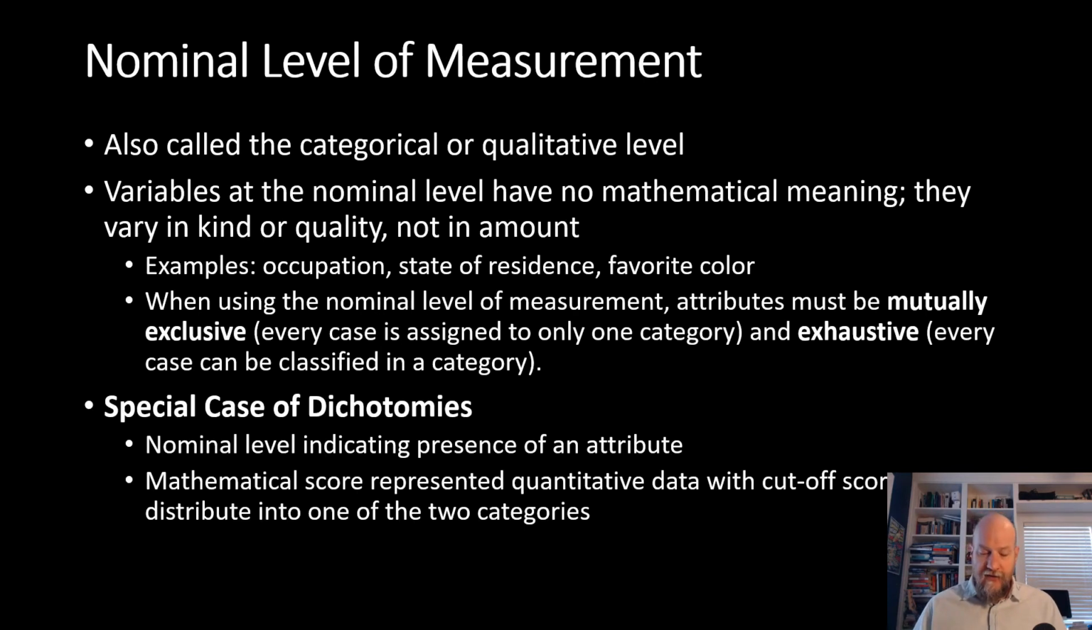So coming back to the nominal, this can also sometimes be referred to as the categorical, the qualitative. If you think about the root of the term nominal, it means name. You're just applying a name value to this thing. So variables at this level have no mathematical meaning. They vary in kind, quality, rather than quantity, not in amount. Occupation, state of residence, favorite color.